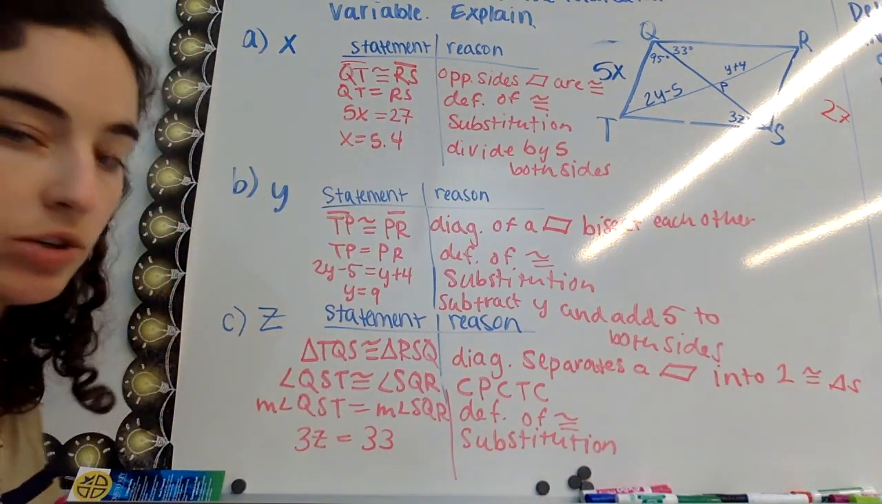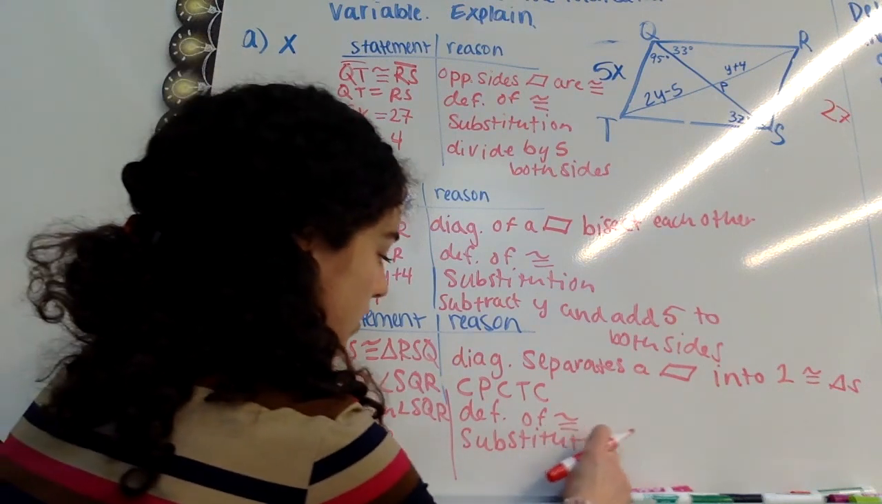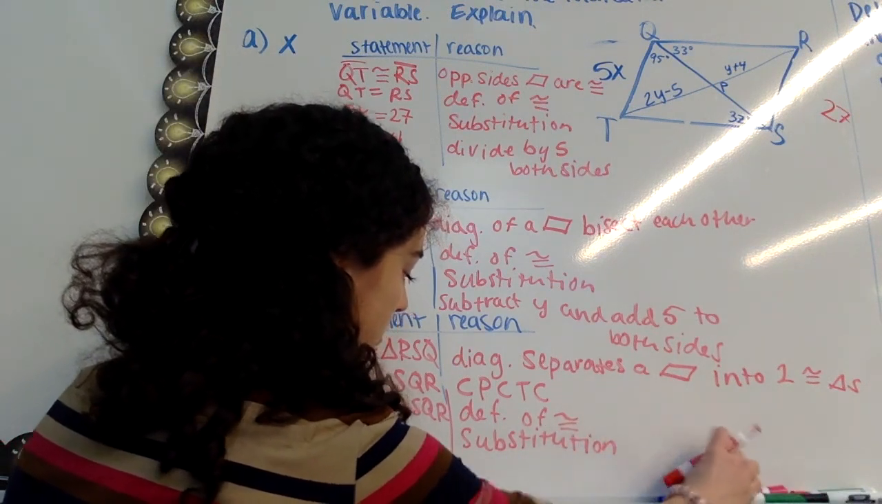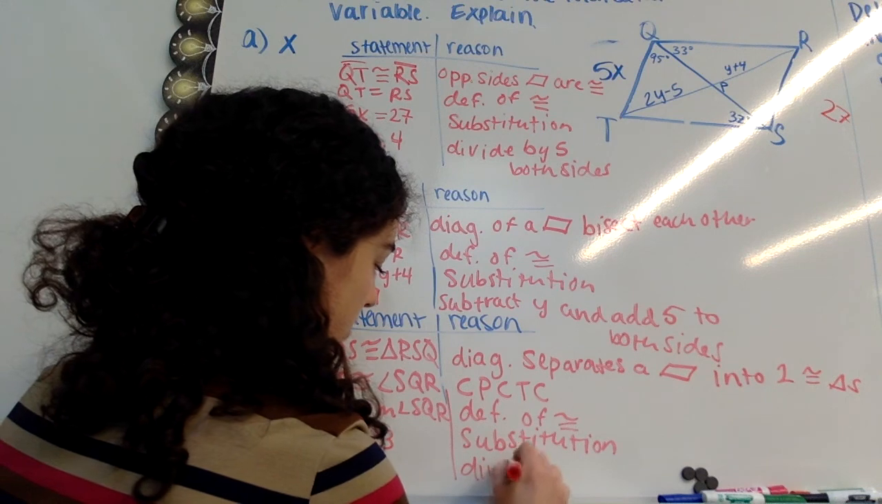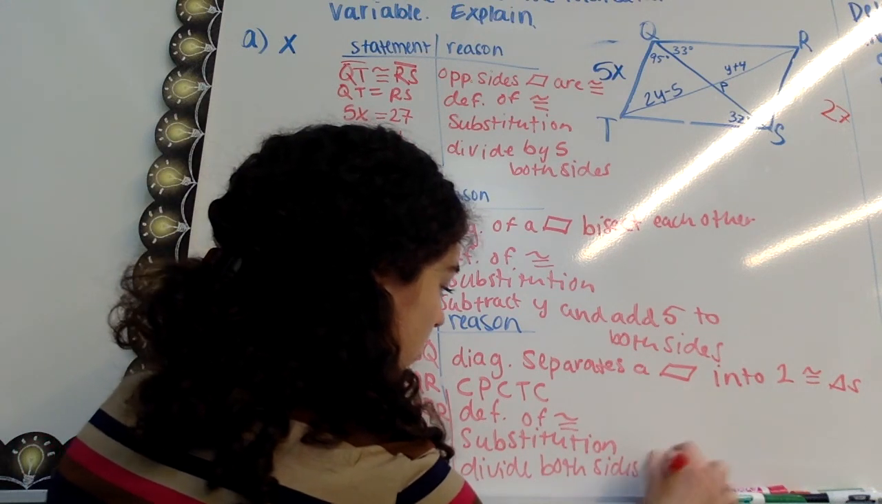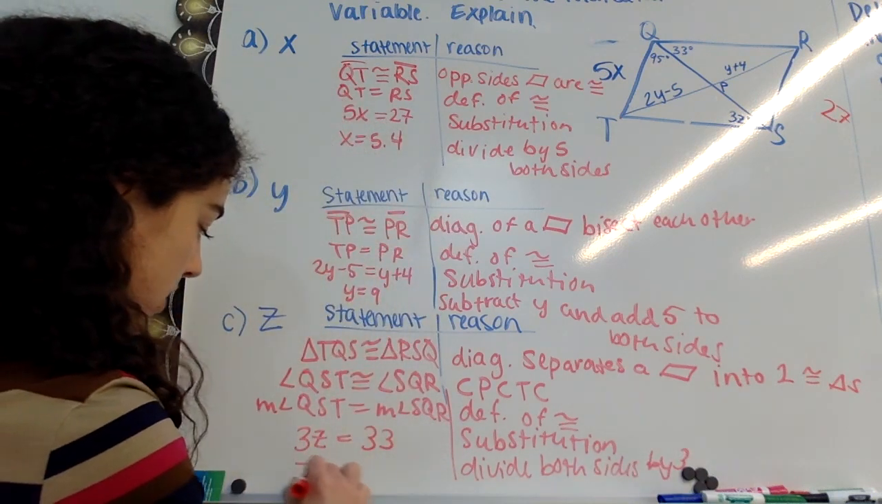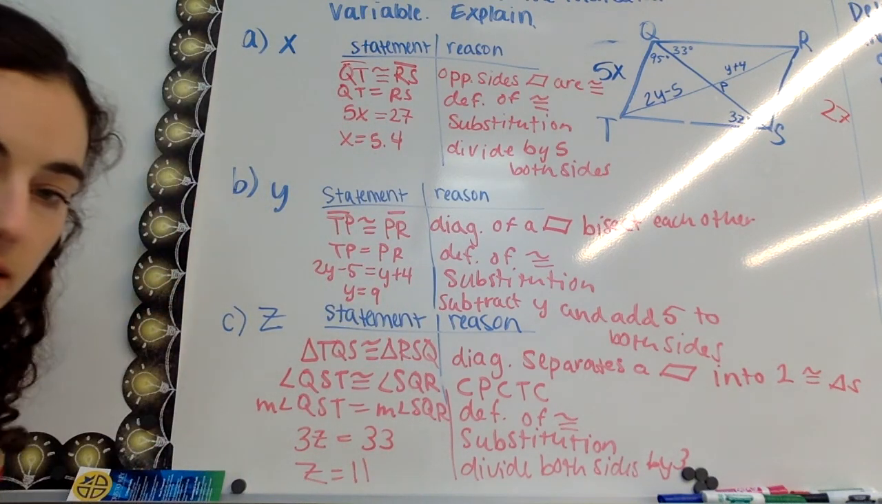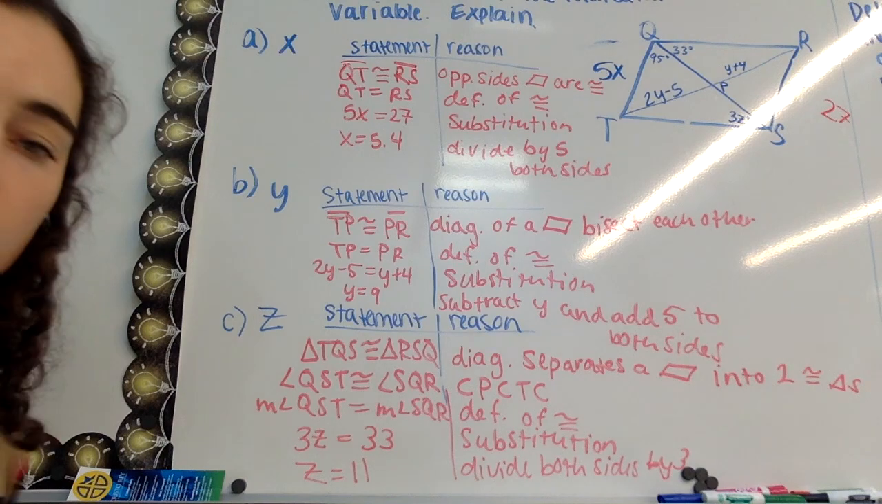Okay, and then when you solve this problem, when you divide both sides by 3, you get that z equals 11, and that's your answer there. Okay.